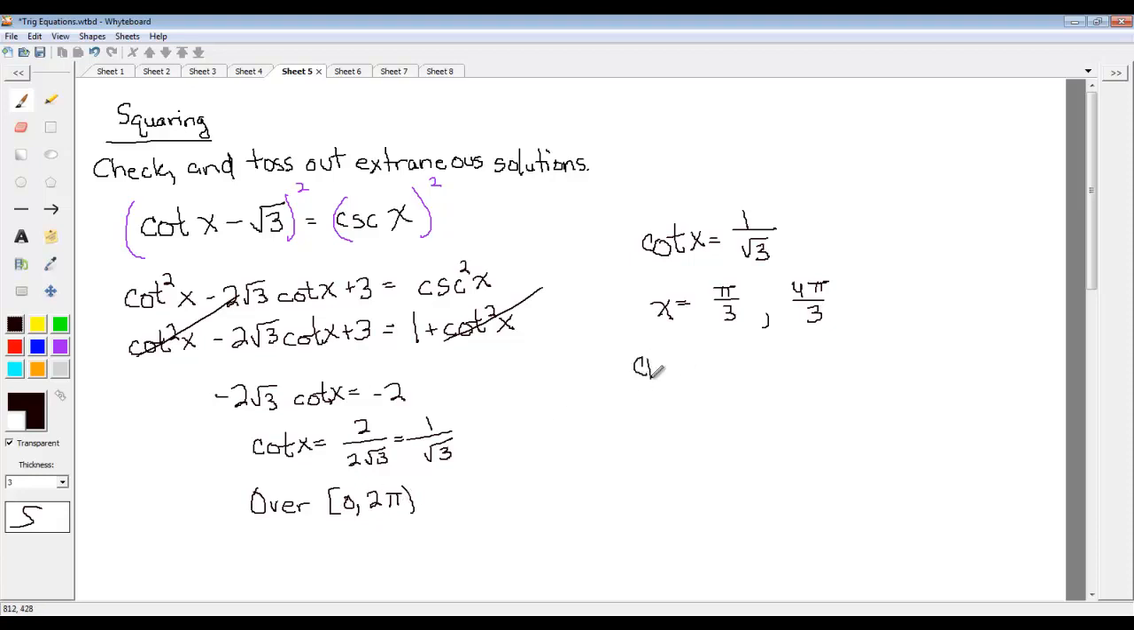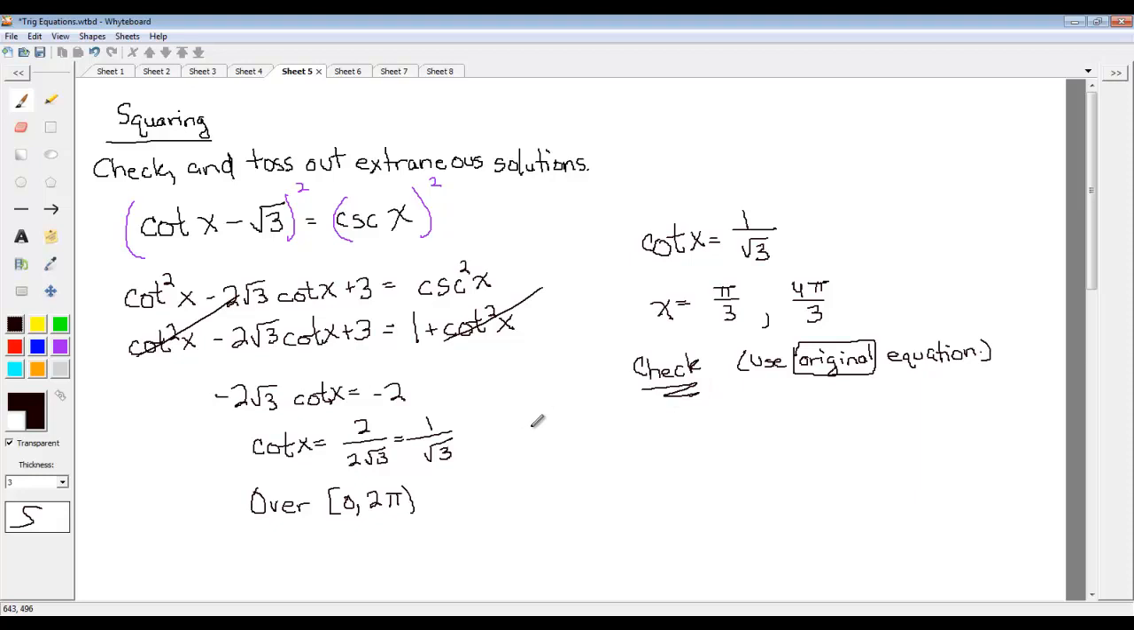But I must check, because by squaring both sides back in this first step, I could possibly introduce extraneous solutions. So I must go back and take each answer and plug it into the original equation. Box that in to remind you: use the original equation.